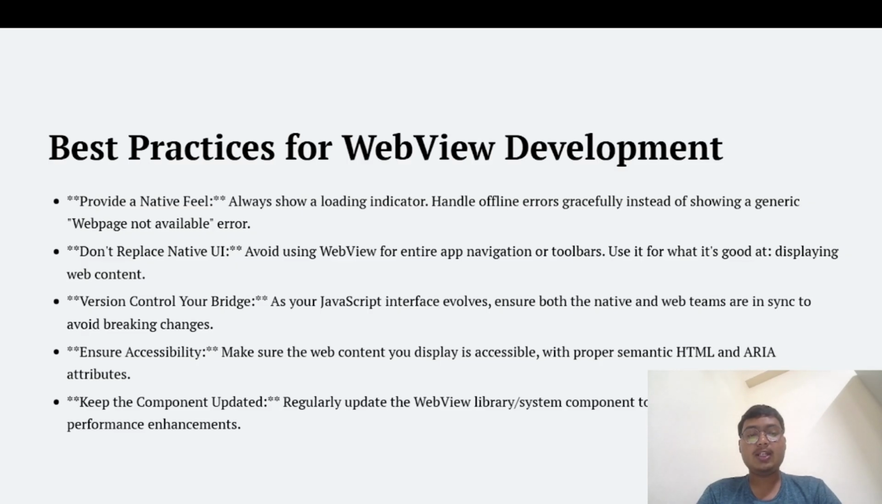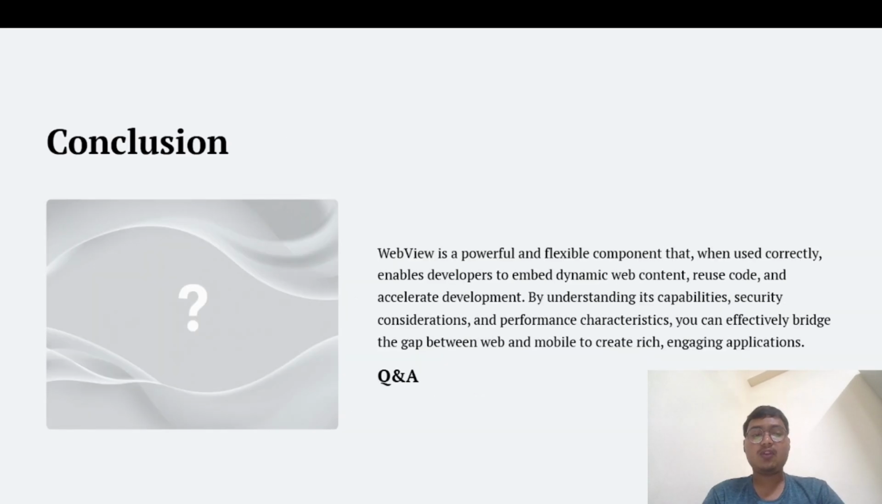Version control your bridge. As your JavaScript interface evolves, ensure both the native and web sides are synced to avoid breaking changes. Ensure accessibility. Make sure the web content you display is accessible with proper semantic HTML and ARIA attributes. Keep the component updated. Regularly update the WebView library and system component to receive the latest security and performance enhancements.